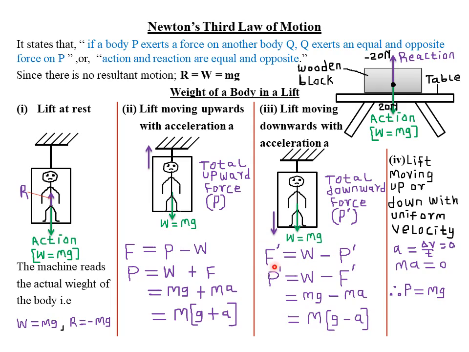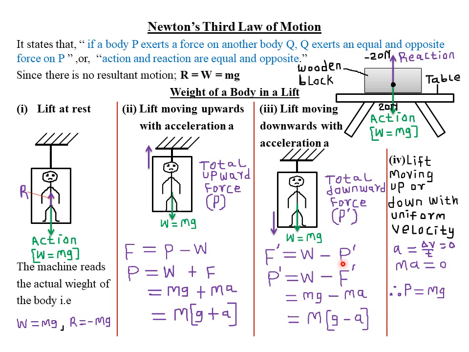So if you want the resultant downward force, we simply take the weight, then we subtract the total downward force. The only thing that is changing is that for the upward case, you are taking the total upward force minus the weight, reason being, if the lift is moving upward, the total upward force must be greater than the weight. But for this case, we are taking the weight minus the total downward force. The reason being, if the lift is moving downward, the total weight must be greater than the total downward force, which we are denoting by P prime. Therefore, the resultant downward force will be equal to the difference between the weight and the total downward force. And because the weight is greater in this case, we take weight minus the total downward force so that we get a positive value of the resultant downward force.